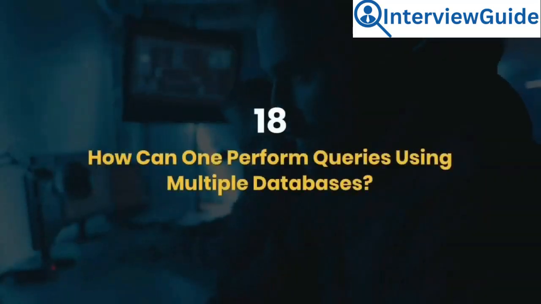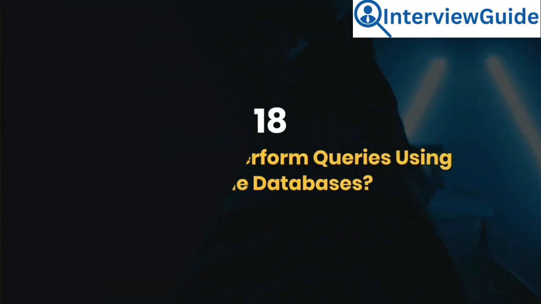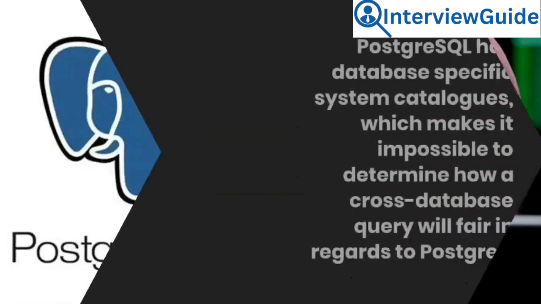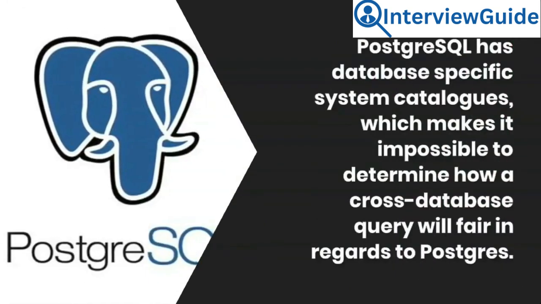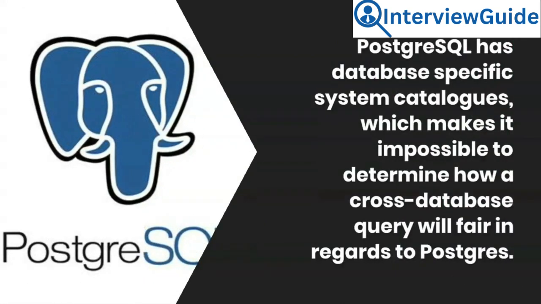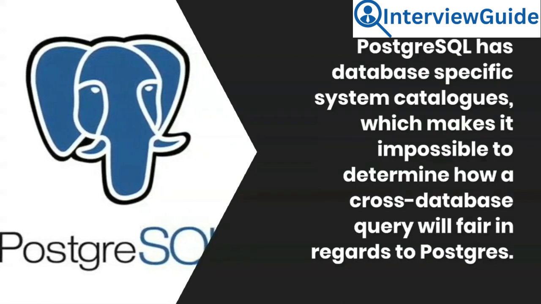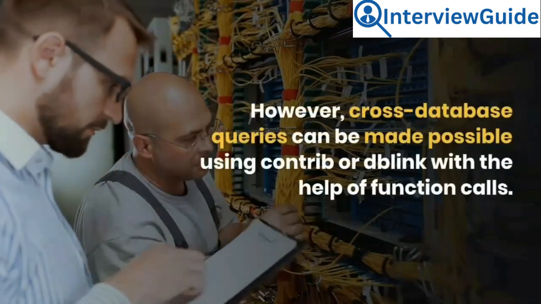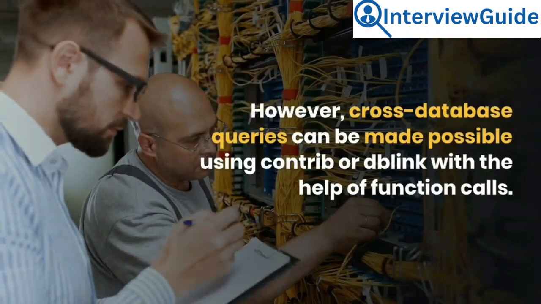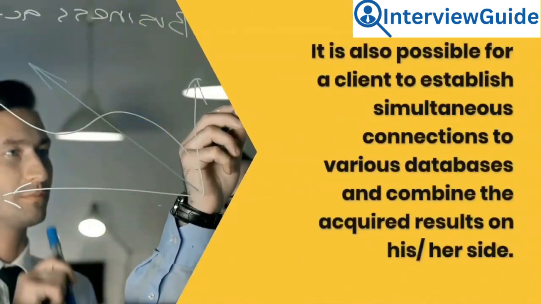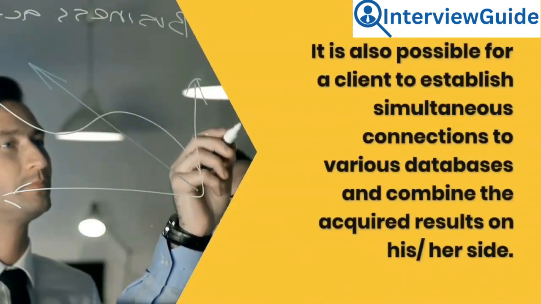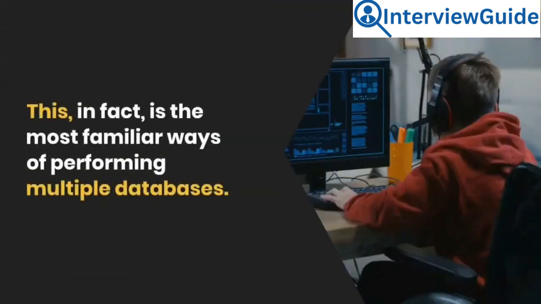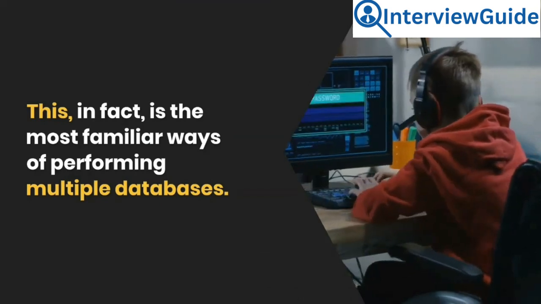18. How can one perform queries using multiple databases? Sample answer. It is impossible to query a database other than the existing database. PostgreSQL has database-specific system catalogs, which makes it impossible to determine how a cross-database query will fare in regards to Postgres. However, cross-database queries can be made possible using Contrib or DBLink with the help of function calls. It is also possible for a client to establish simultaneous connections to various databases and combine the acquired results on his or her side. This, in fact, is the most familiar way of performing multiple database queries.